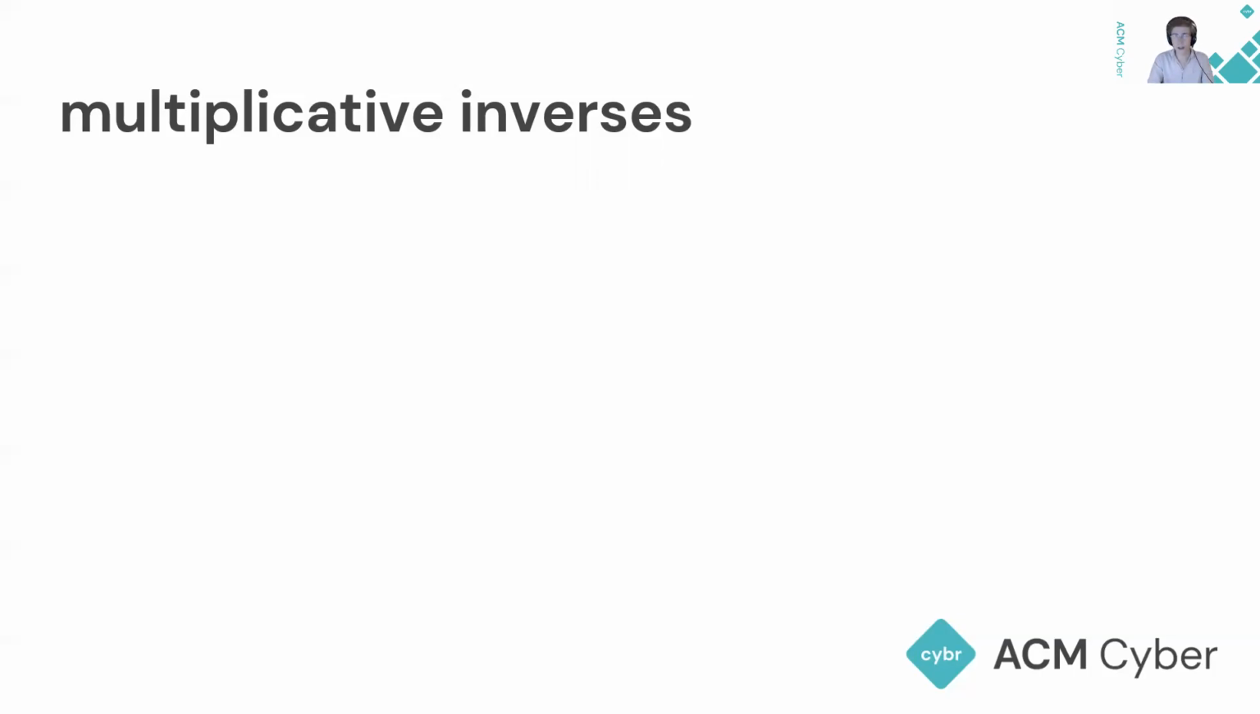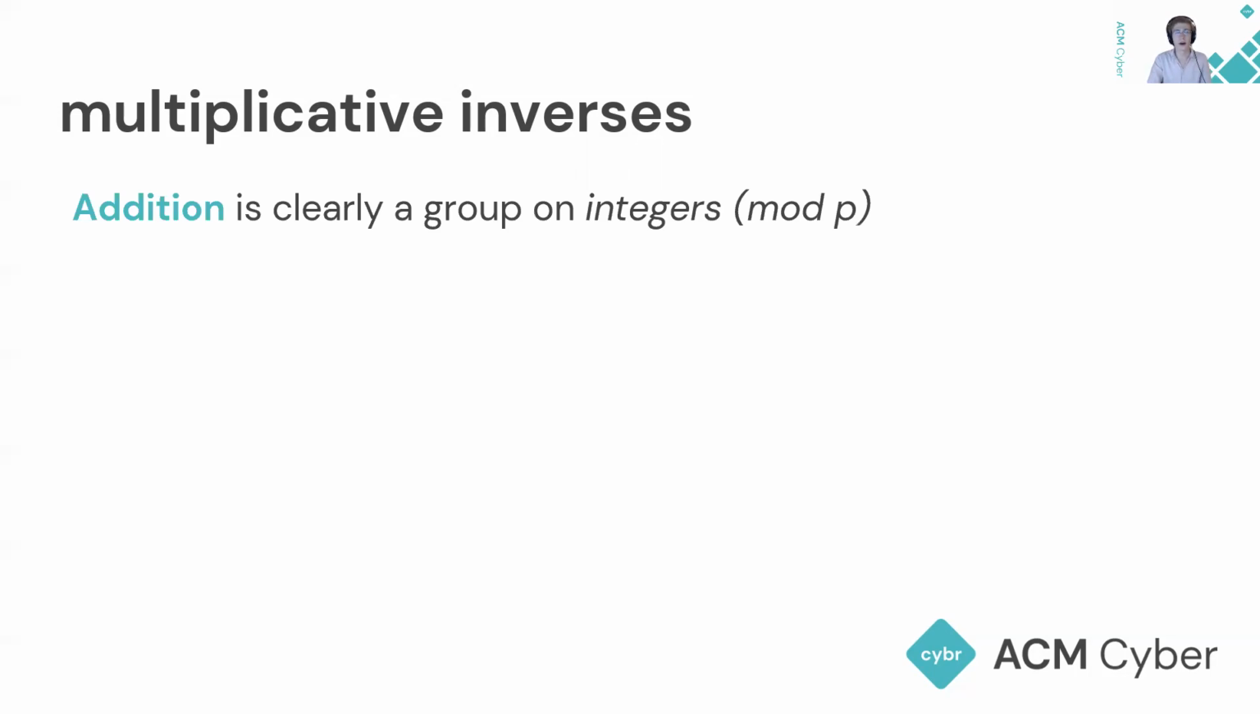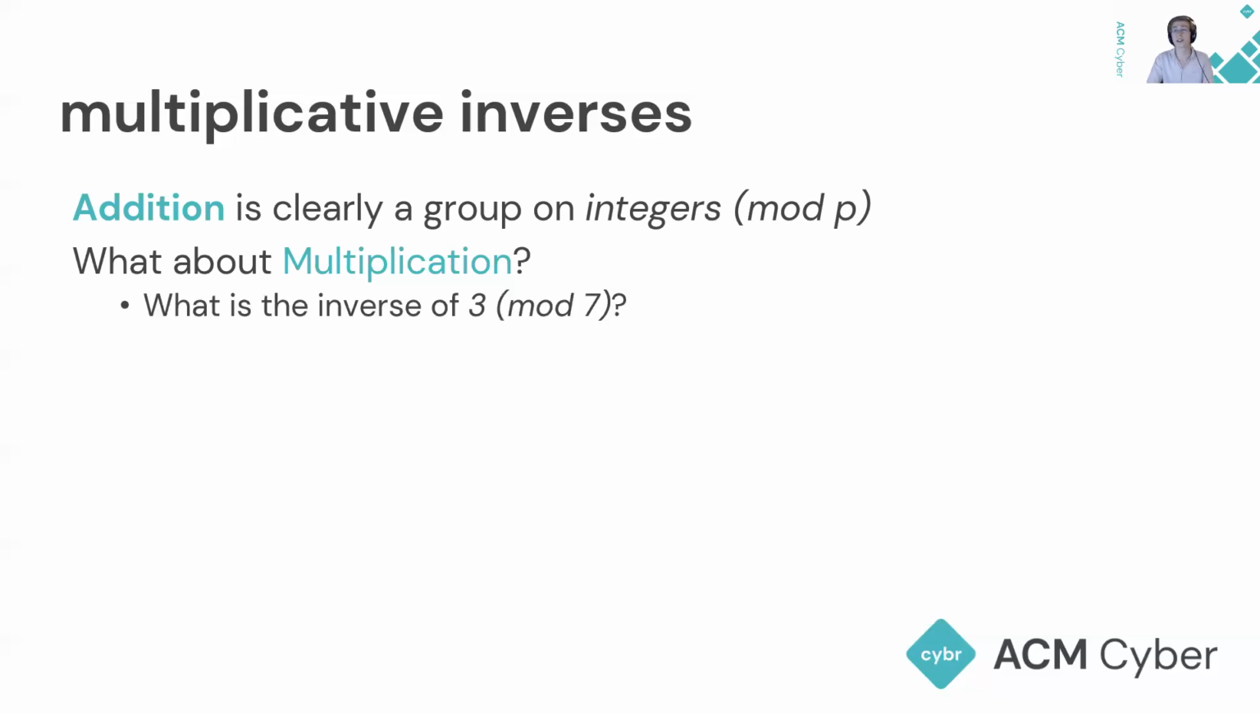So addition is clearly a group on integers, mod some prime, right? But what about multiplication? Does multiplication meet that condition, specifically not just on integers? We talked about multiplication and integers not being a group, but what about multiplication on integers that happen to be mod some prime? Well, the surprising result is that, yes, this is a group. There are inverses for every possible value. So let's use this as an example.